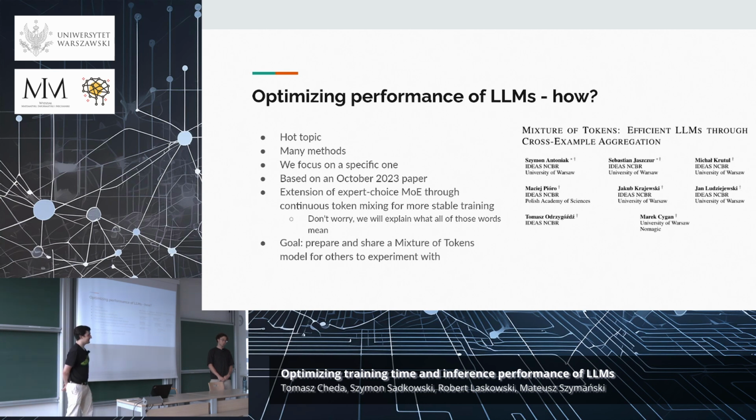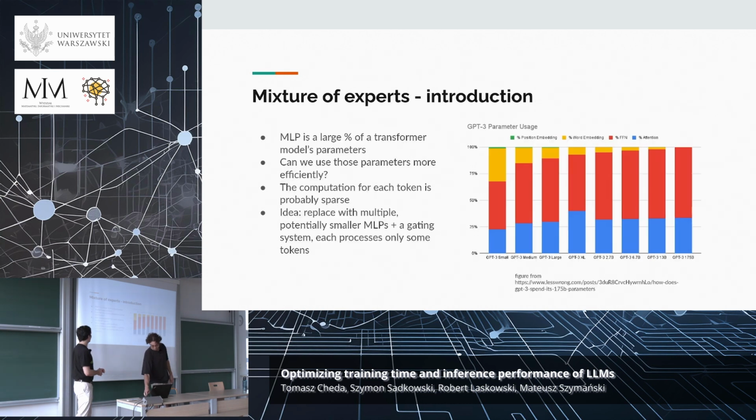To be more specific, our work was based on a paper from October 2023 by a team from IDEAS and CBR. The paper was called Mixture of Tokens, Efficient LLMs Through Cross-Example Aggregation. What the paper does is an extension of expert choice mixture of experts through continuous token mixing for more stable training. And I will explain what all of those words mean.